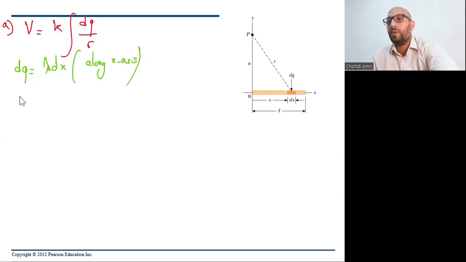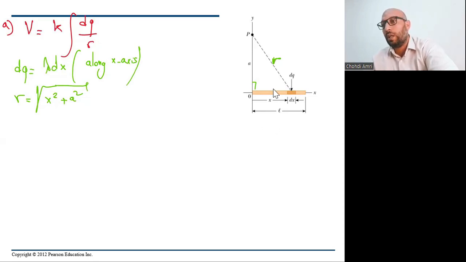Okay, let's move to the R. R is the distance from dq to the point P. We have a right angle triangle, so it will be square root of x squared plus a squared. Did R depend on dq? Yes. If we take another dq here, let's say dq1, we have a distance r1, different from R. So we can say that R depends on dq location.